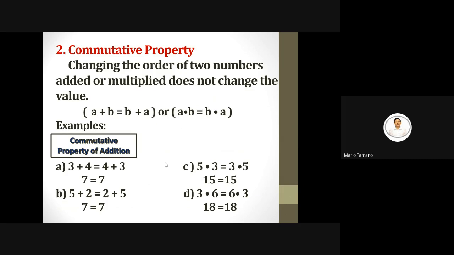These are also examples of commutative property under multiplication. So 5 times 3 equals 3 times 5. That is under commutative property of multiplication. As you can see, at the left side of the equation, 5 times 3 is 15. At the right side of it, 3 times 5 is also 15. So therefore, they are equal. Letter D, 3 times 6 is 18. Then the other side, 6 times 3 is also 18. Question about this commutative property? Oh, there is no question.